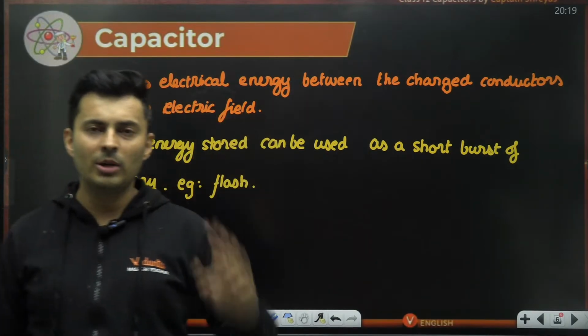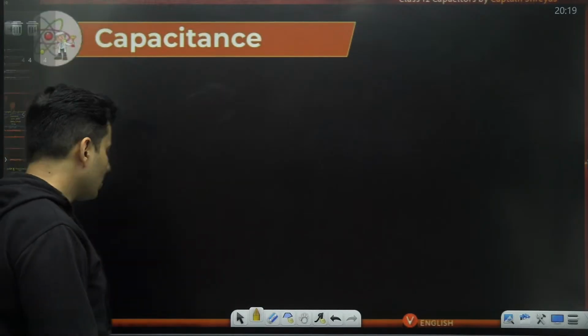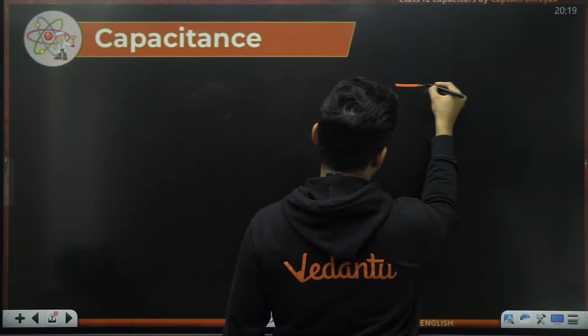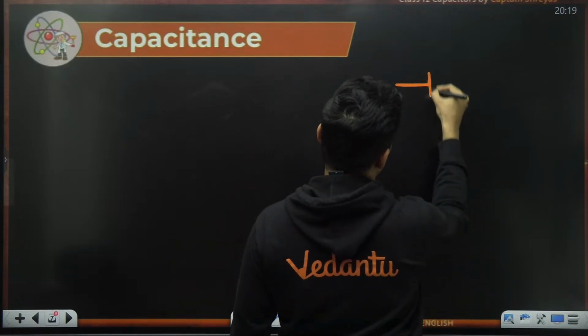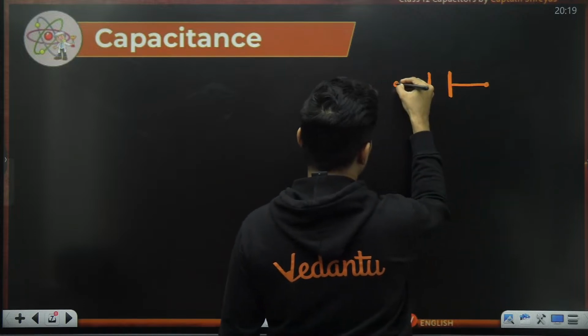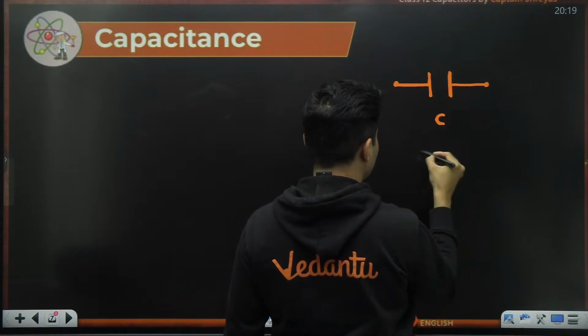How many of you are now able to visualize what a capacitor is, what it does and how it behaves exactly? So what is the symbol of a capacitor? By the way, the symbol of a capacitor is like this. You show two conducting plates and these are the two terminals of a capacitor. So that's the simple symbol and the capacitance is C.